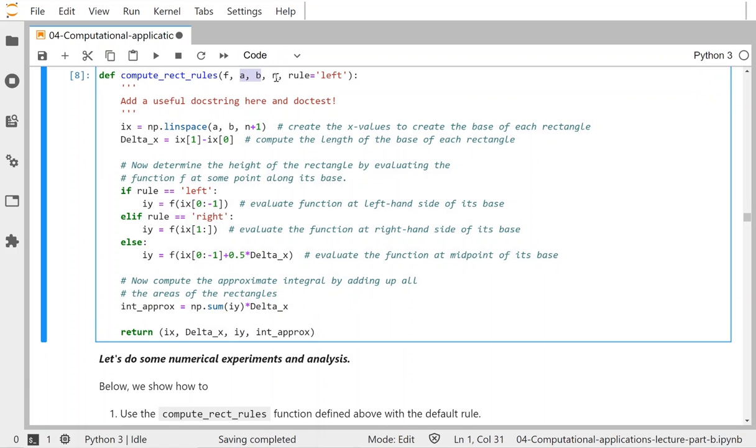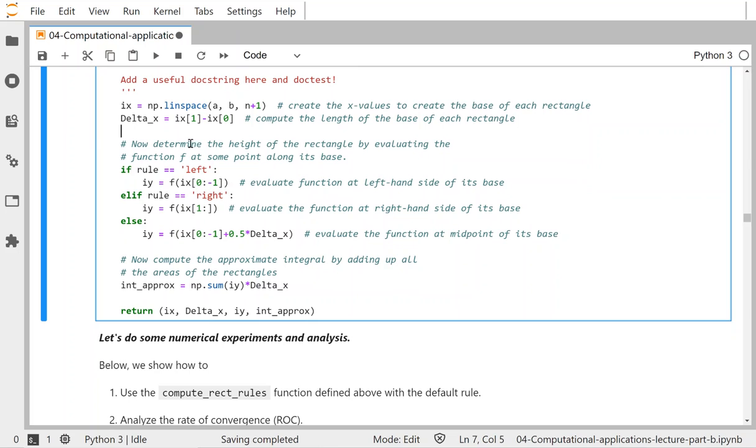So what we do is this function takes a function f that you want to integrate. It takes a to b, and n is the number of rectangles you want to use. So we use linspace to say, okay, from a to b, create n plus 1 points in order to create our n rectangles. And then we say this is what the length of the base, the width of each rectangle is. It's just ix1 minus ix0.